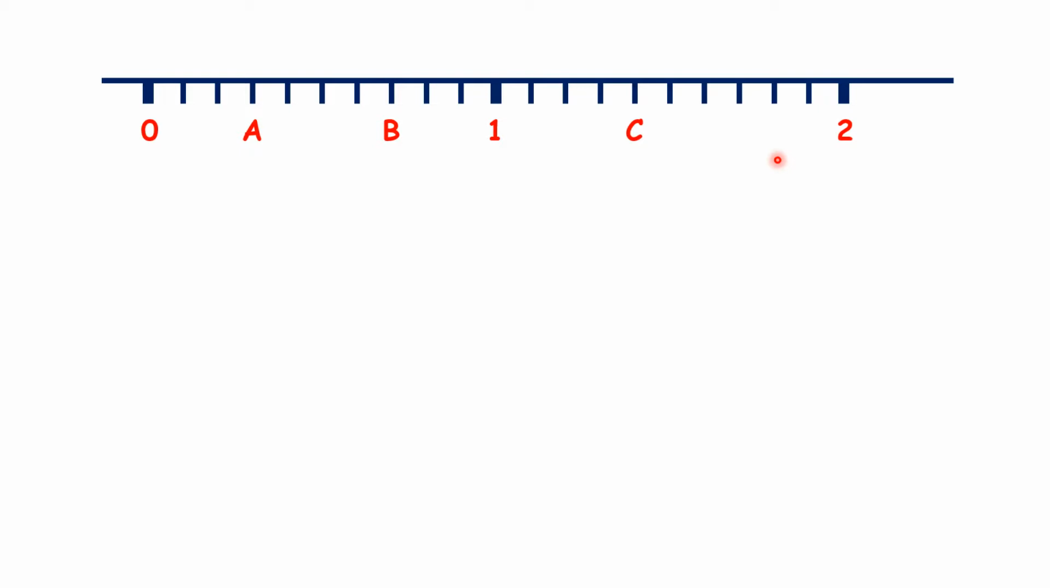So now pause the video and see if you can work out where points A, B and C are on our number line. A is 0.3, B is 0.7 and C is 1.4.